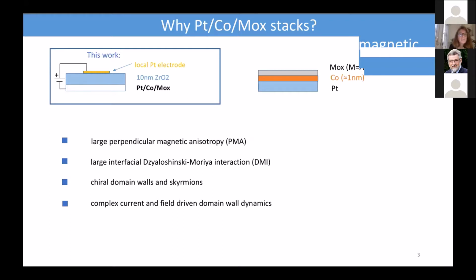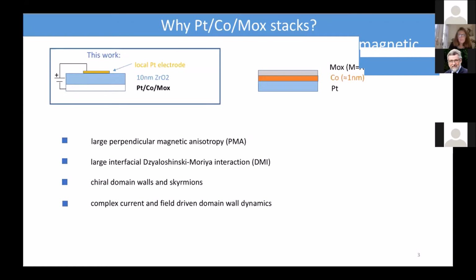I come back to our system. So we start with this platinum cobalt oxide tri-layer. And then on top of it, we deposit a high-K dielectric layer. In this work, it was a zirconium oxide deposited by atomic layer deposition, which acts as a dielectric and also as an ionic conductor. And then we use platinum electrodes, local platinum electrodes that act as an oxygen electrode.